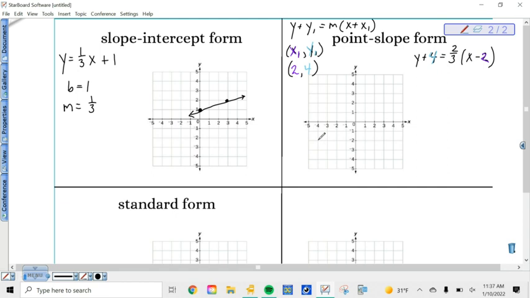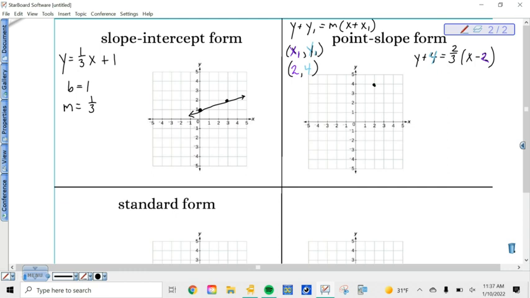Instead of, like in slope-intercept form, where we plot the y-intercept first and then use your slope, in point-slope you plot this point, and then you use your slope. So the first step is finding that point. 2, 4 is our point. I got it from my equation.